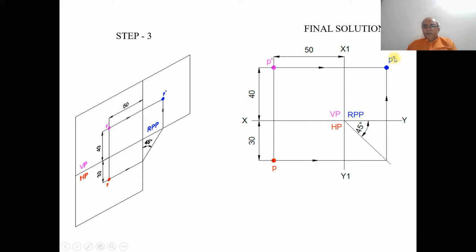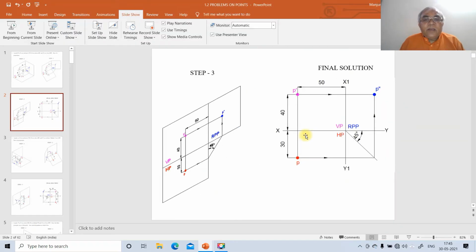So this is the side view. Here, the distance from the XY line to P double dash is 40 mm, which is the front view. And the distance from the X1 Y1 line to P double dash, the rest of the distance, will be 30 mm. So this is how you get the final solution. Now, the same thing we will write in AutoCAD.